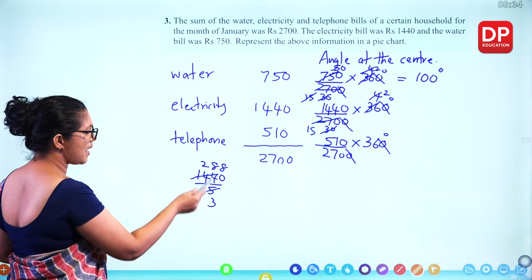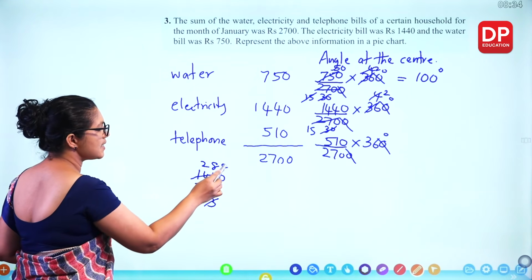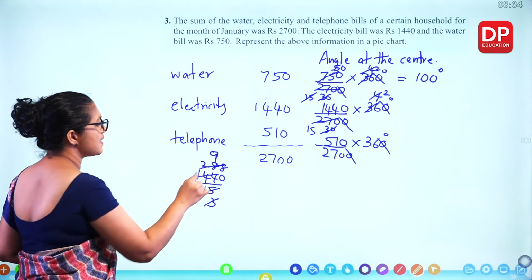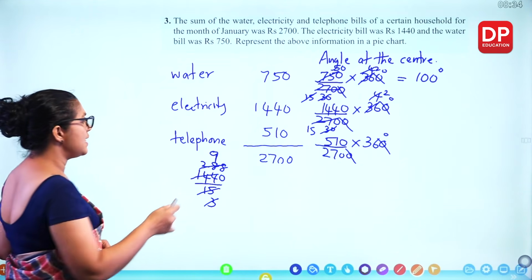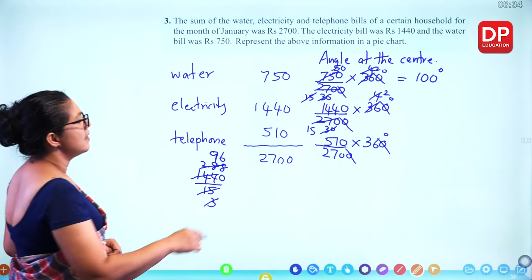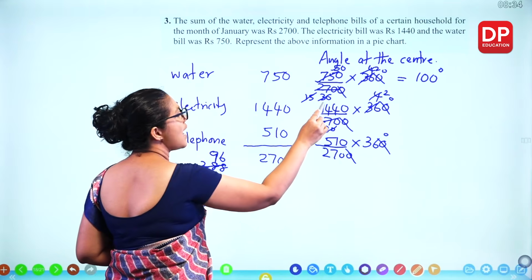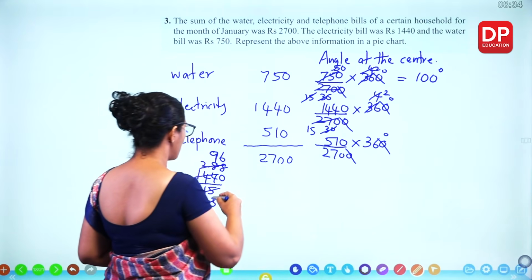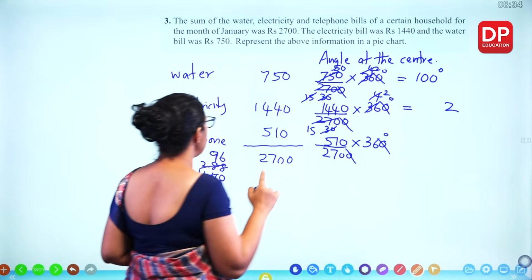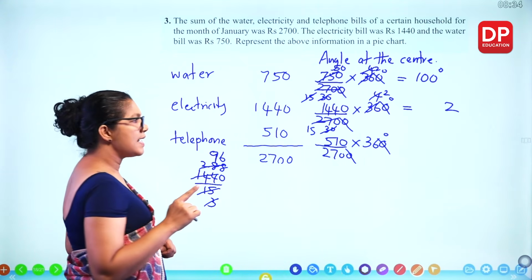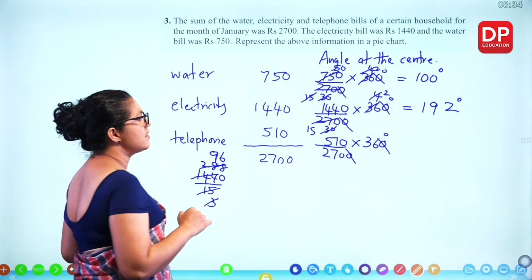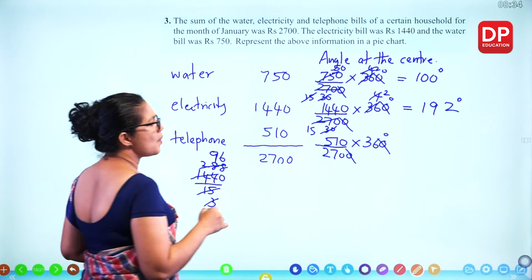So divide this by 3. 3 times 9, 27. 1 remaining 18. 3 times 6. So 96 when you simplify this one. So 96 times 2. So what is 96 times 2? 2 times 6, 12. 1 remaining, 2 times 9, 18 plus 1, 19. So 192 degrees.